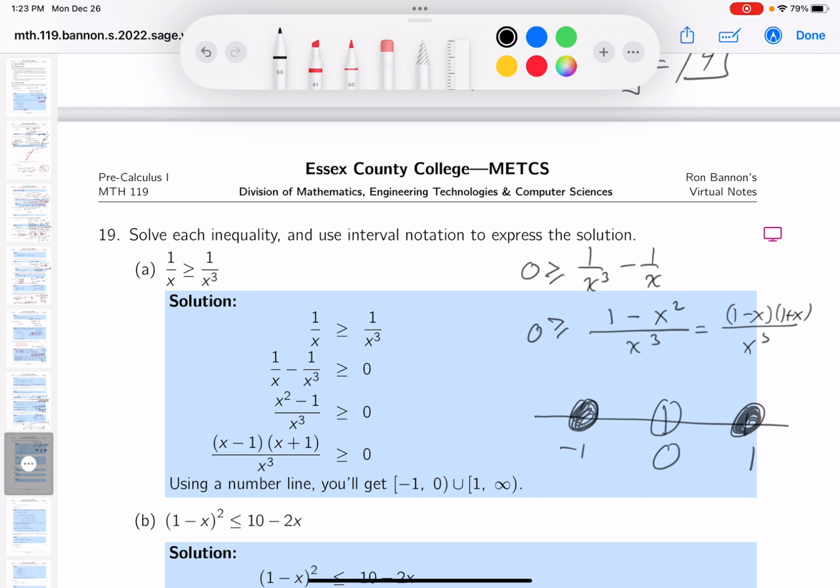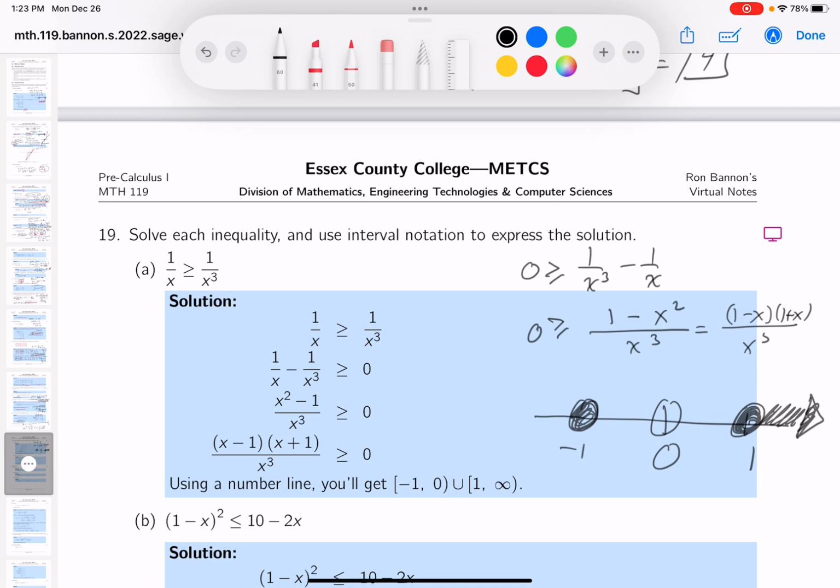A number after 1 to choose would be, say, 10. It doesn't really much matter. And what do you get? You get negative, and negative numbers are certainly less than 0. Take a number between 0 and 1, like 0.5, and you get positive on top, positive on bottom, and that's not less than 0.